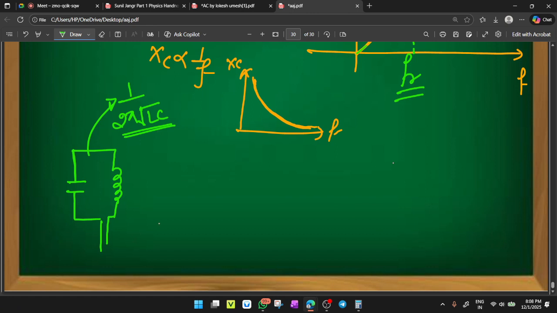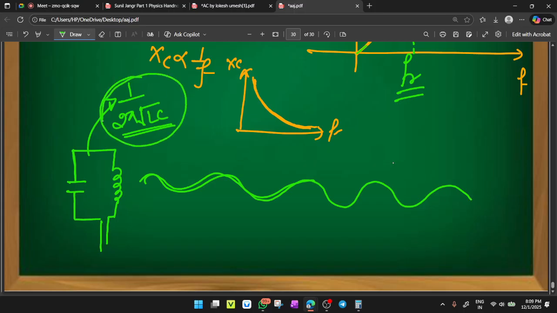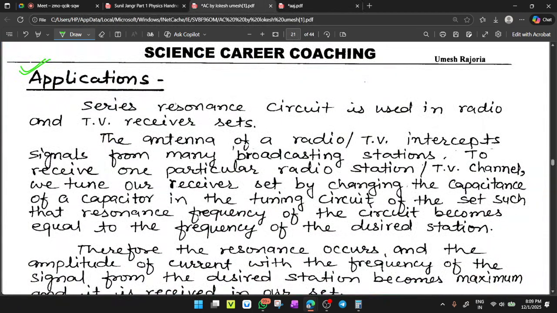Now, the antenna intercepts a radio signal that also has its own signal frequency. So when the natural frequency of the circuit equals the source frequency, the signal frequency, then resonance will occur. If both the frequencies are equal, then the circuit will have its maximum current. So series resonance circuit is used in TV and radio receiver sets.